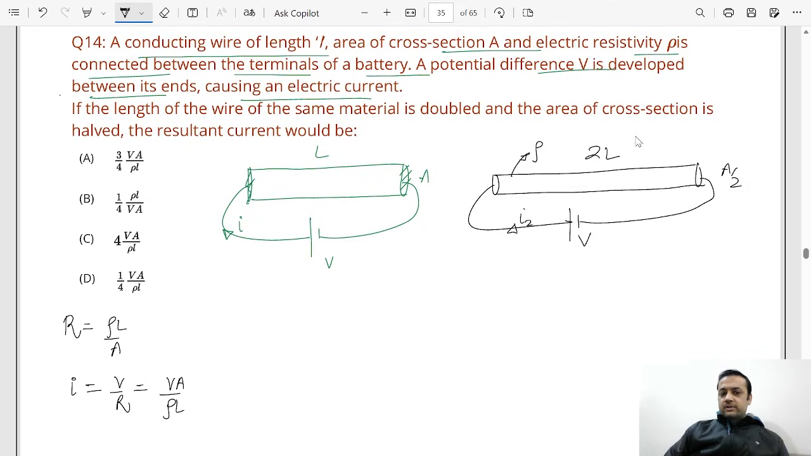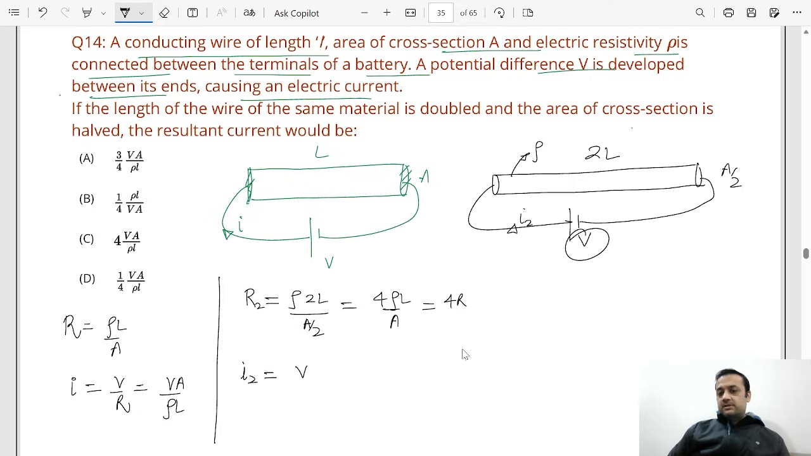So look, what is the new resistance? The new resistance R2 will be rho into the new length 2L upon the new area A by 2. So this becomes 4 into rho L by A, which becomes 4R, since rho L by A is R. So I2 will be the potential difference, which has not changed, upon the new resistance 4R. Putting the value of R as rho L by A, we get VA by 4 rho L. Option D will be the correct one.